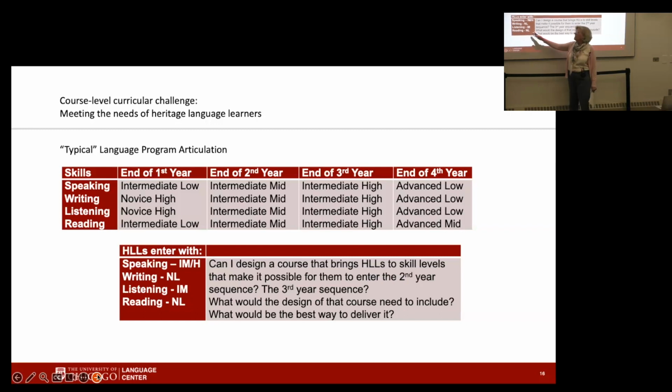And the problem is that our heritage learners don't belong here because they already have skills beyond those levels, but they don't belong here either. So the question is, what do I need to do to bring them in? And how can I optimally design it?